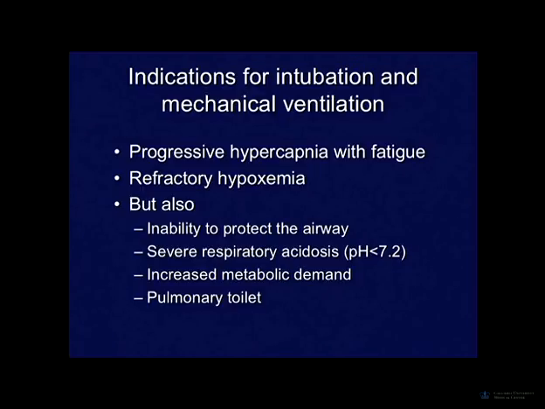So under normal circumstances, the respiratory system takes up a fraction, a couple % of your total metabolic demand. But in the setting of either severe respiratory failure or sepsis, where you're working really hard to breathe, it can be 10, 15, 20% of your metabolic demand, which is taking energy and oxygen away from other systems. And then sometimes just pulmonary toilet. There's so much stuff in their airway, you need to be able to protect their airway, get down there, and be able to suction things out, which they can't do on their own.